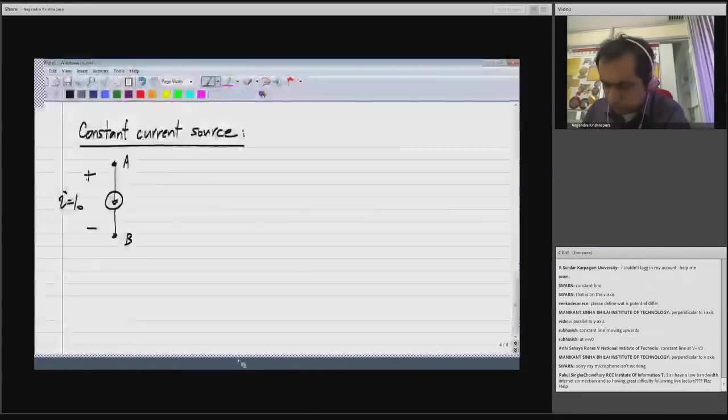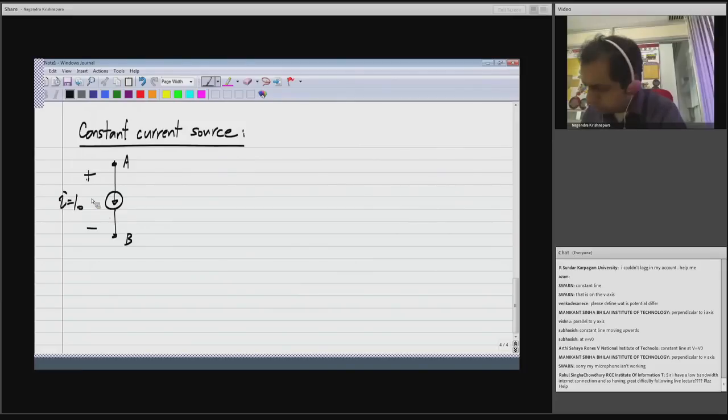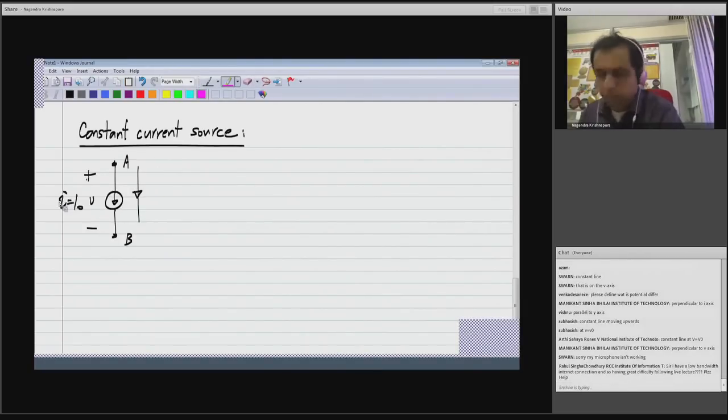So as per our passive sign convention, the voltage will be measured like this and the current I would be flowing that way. And in the case of a cross, it will maintain a current of I naught.